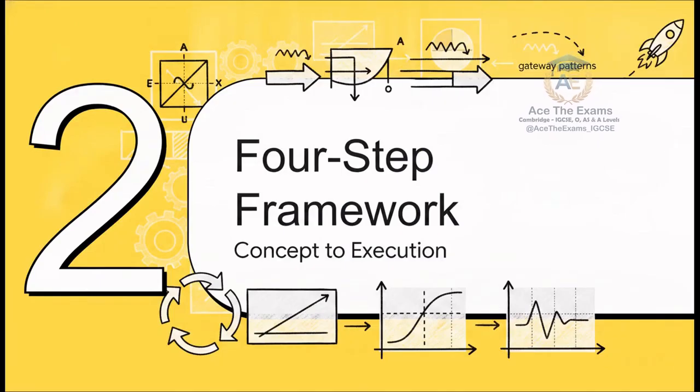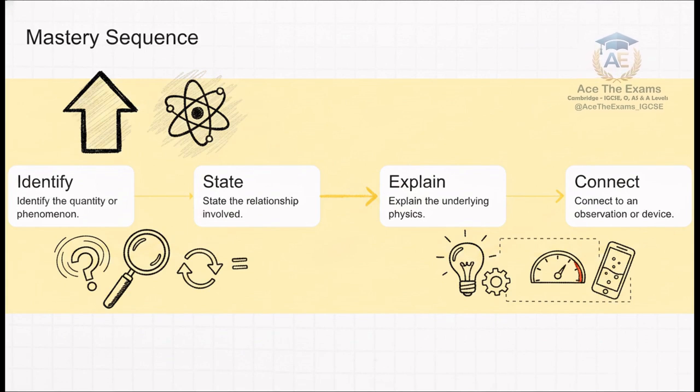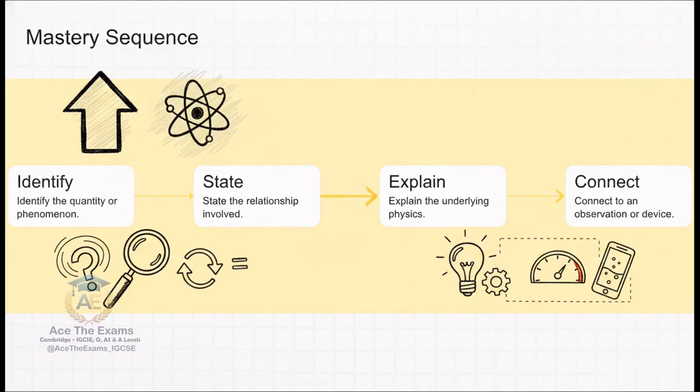Moving on to Section 2, the 4-step framework, taking it from concept to execution. So once we understand that graphs actually matter out in the real world, we need a reliable system to analyze them, right? Think of this as your gateway into the bigger scientific patterns that govern forces in motion. It's a strict logical sequence for tackling literally any physics problem. This 4-step mastery sequence is basically your core engine.